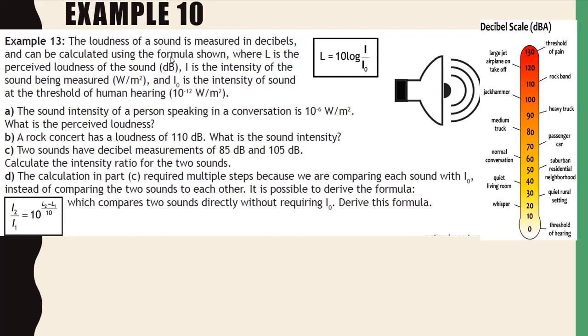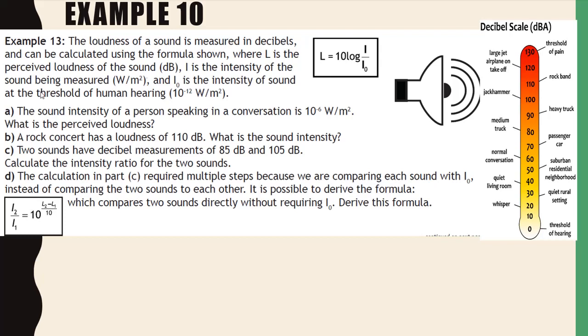All right, I'm sure this is the part that you've all been waiting for: where can I actually use this, or where is it used? So we have some word problems for you. The loudness of a sound is measured in decibels and can be calculated using the formula shown, where L is the perceived loudness of the sound, I is the intensity of the sound being measured, and I subscript 0 is the intensity of the sound at the threshold of human hearing. So we're told that's 10 to the power of negative 12.